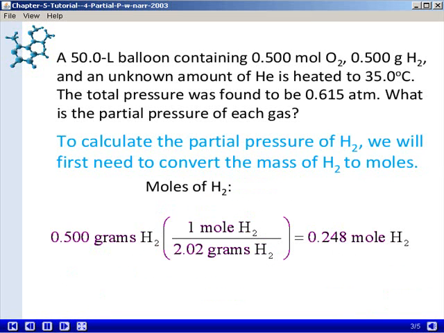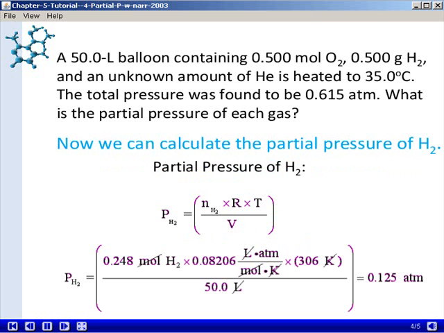Now we need to calculate the partial pressure of hydrogen gas. Before we can do that, we need to convert the mass of hydrogen to moles of hydrogen. We know that the molar mass of hydrogen is 2.02 grams, so we can convert 0.500 grams of H2 into moles of H2.